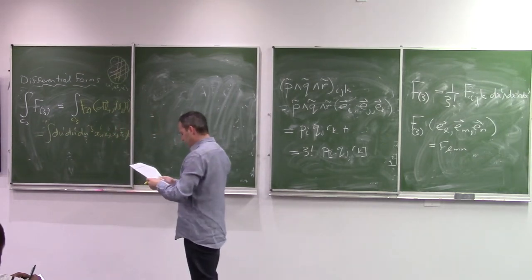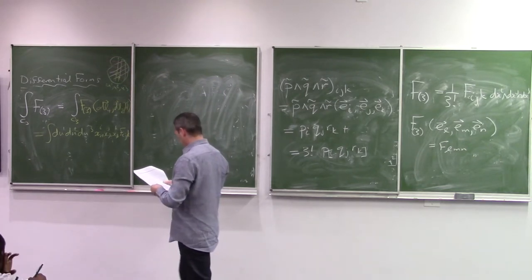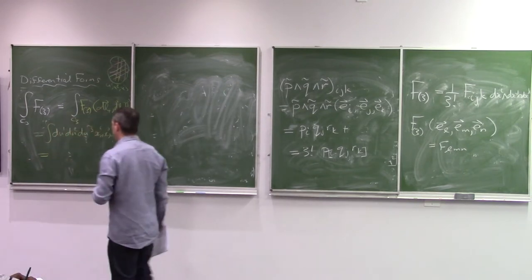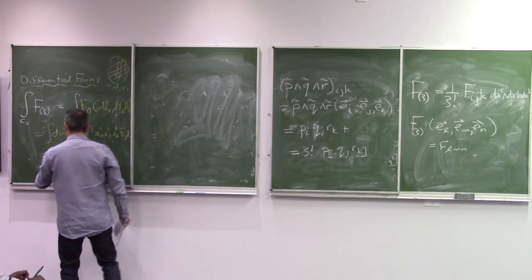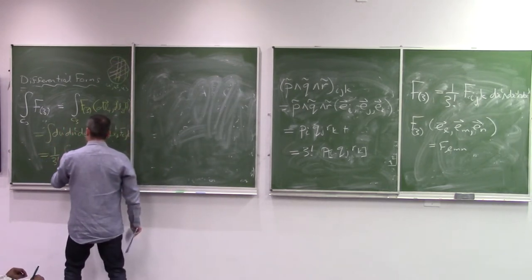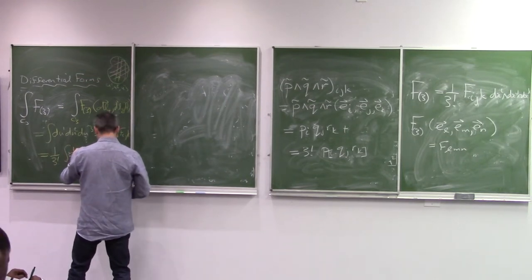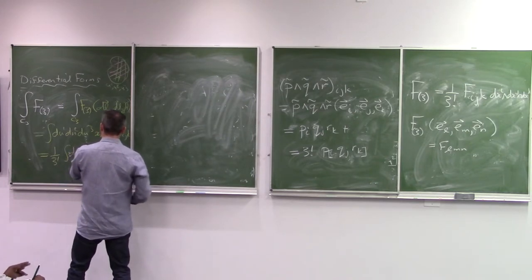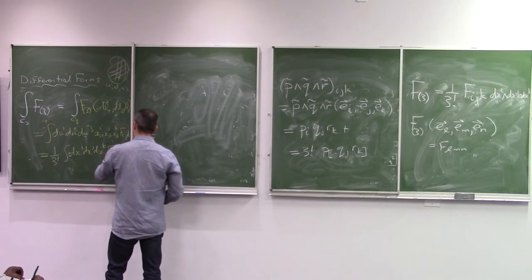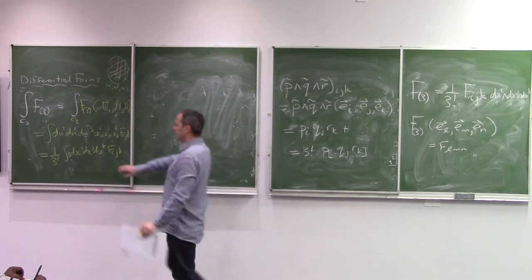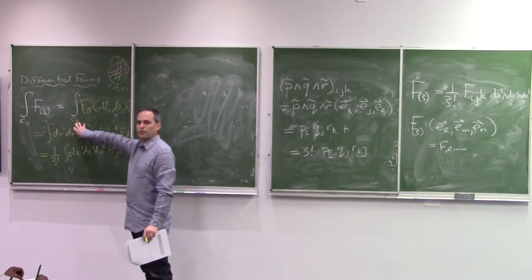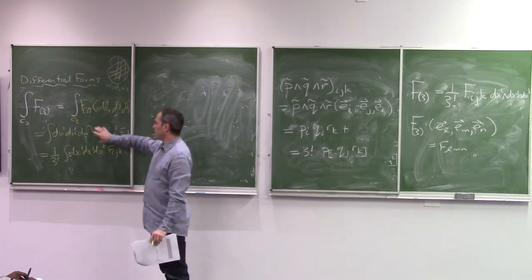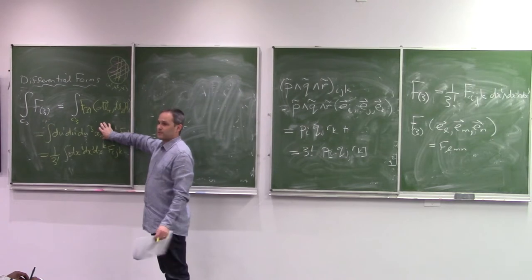Okay? And so this can also be written, in the old fashioned way, as 1 over 3 factorial of dx^i dx^j dx^k times f_ijk. And then if you want to calculate the Jacobian to go from these coordinates to those coordinates, you would get precisely this expression. So either using differential forms or using Jacobians, you get the same expression, as one would hope.